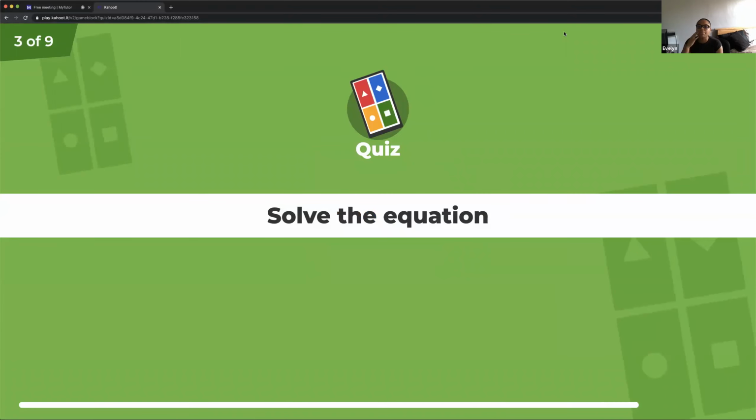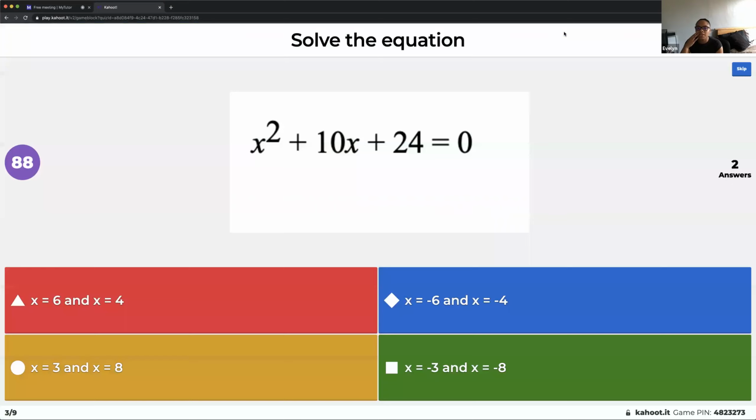Solve the equation: x squared plus 10x plus 24 equals 0. Remember, set your brackets equal to 0 and then solve it. Work out what x is equal to.